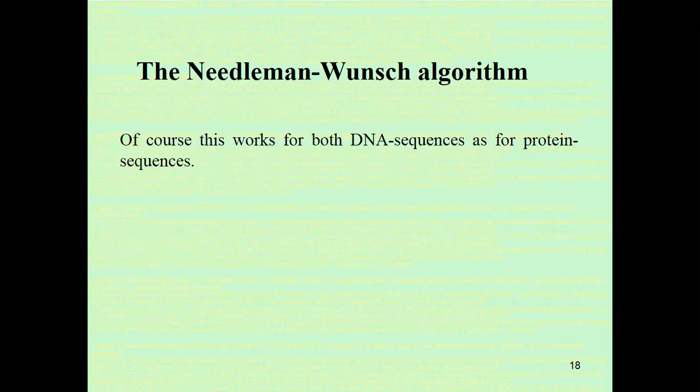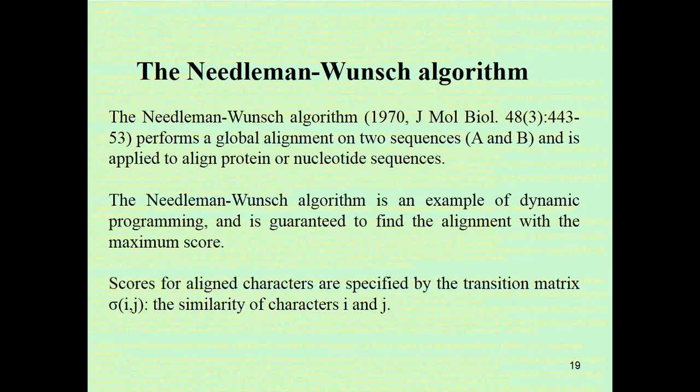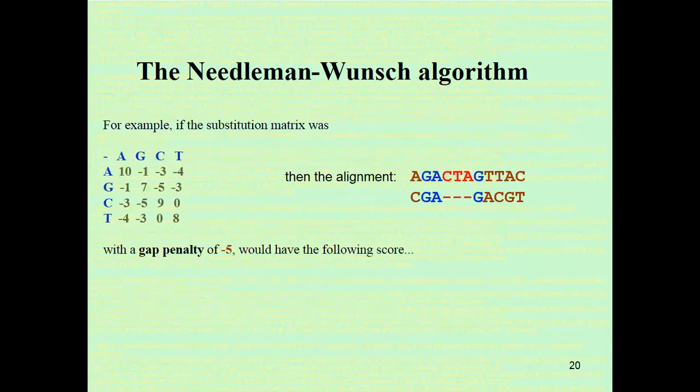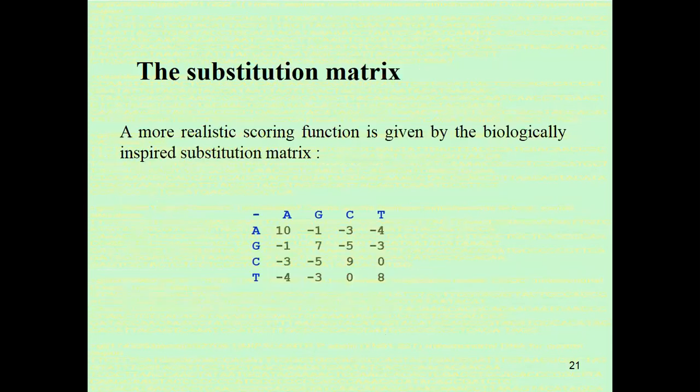The Needleman-Wunsch algorithm, of course, works for both DNA sequences and protein sequences, not only for DNA nucleotide sequences or only for protein amino acid sequences. You can apply this algorithm on both. Scores of aligned characters are specified by the substitution matrix, the similarity of characters i and j. We will have a look at these matrices, and we will generate a matrix for this one.